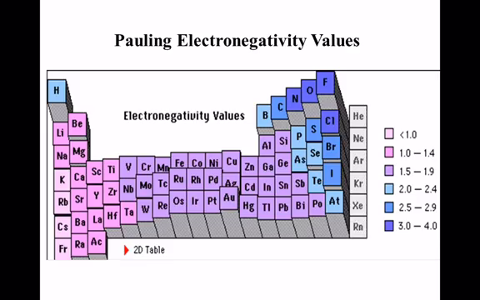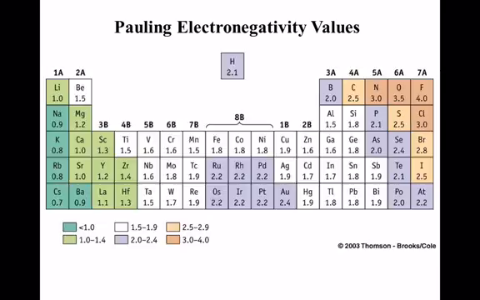Here's another electronegativity chart. Sometimes electronegativity values are actually called Pauling values. Linus Pauling is a Nobel Prize winner, I think in the area of chemistry or physics. He did work and came up with the attraction of an atom for electrons when bonded to another atom. So electronegativity values are Pauling values.